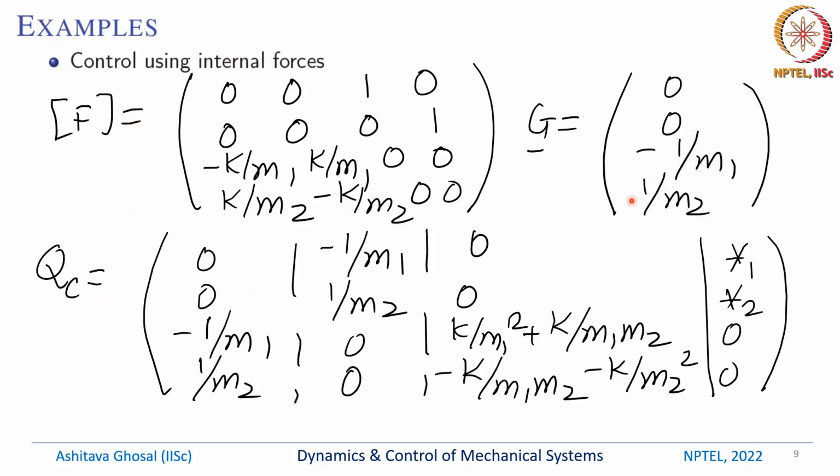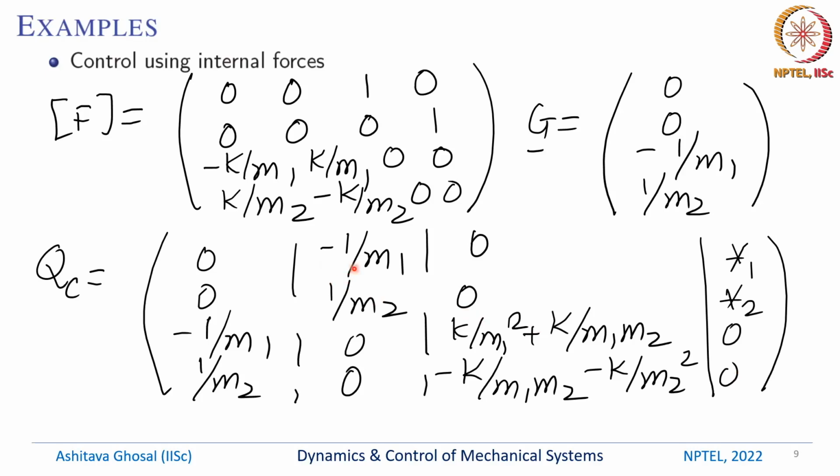And from F and G, we can derive the controllability matrix. So QC is given by 0, 0, minus 1 by m1, plus 1 by m2. So that is G. Then the second column will be F into G. The third column will be F square into G. And the fourth column will be F cube into G.